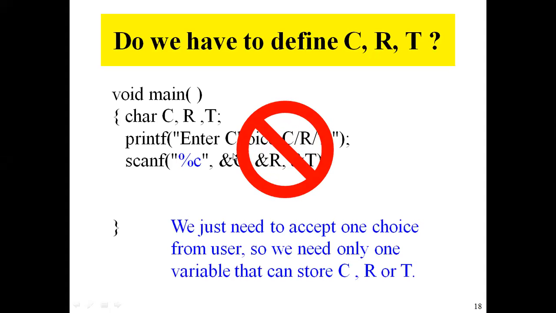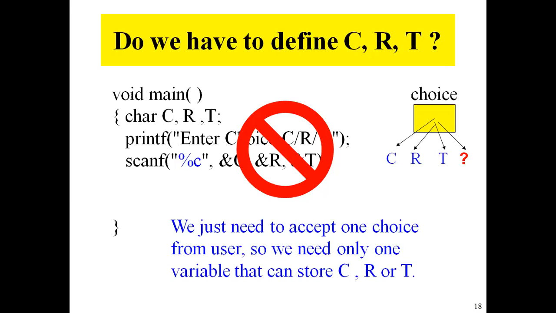Okay, so that's wrong. You don't have to define CRT. CRT are simply characters. They're character constants. See, yesterday or some time before, we wrote a program for a lucky number. So that time we wrote the program lucky number 7. We have not defined 7. Now 7 is a constant. Similarly, CRT are character constants. Don't define them. Okay. Choice is only one variable in which you have to accept one choice from user, which can be C, R or T. And if it is none of these, then there is an error.